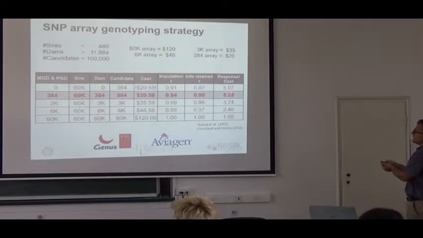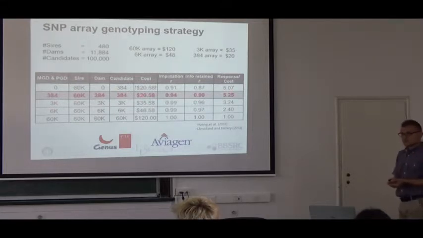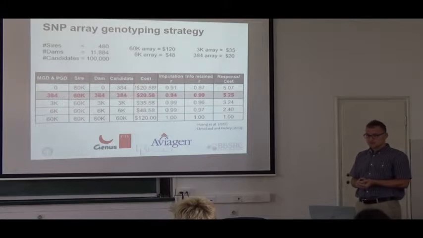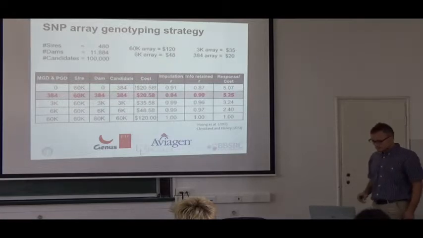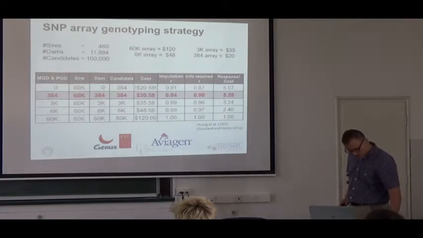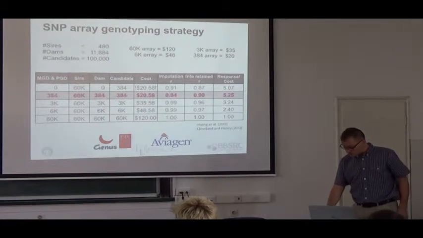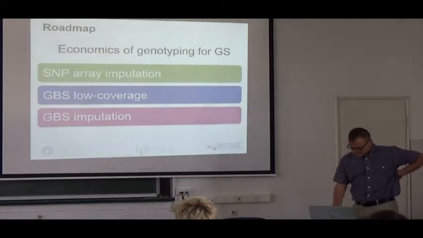What you see is the scenario where the sire is genotyped with 60K, and the candidate with 400 markers. The cost for this particular scenario is more than $20 per candidate. We're going to get 5 times more response to selection for equal cost. Remember this number, because it's going to be repeating quite often. For the same amount of investment, you get 5 times more response. Okay, that's the SNP array imputation.